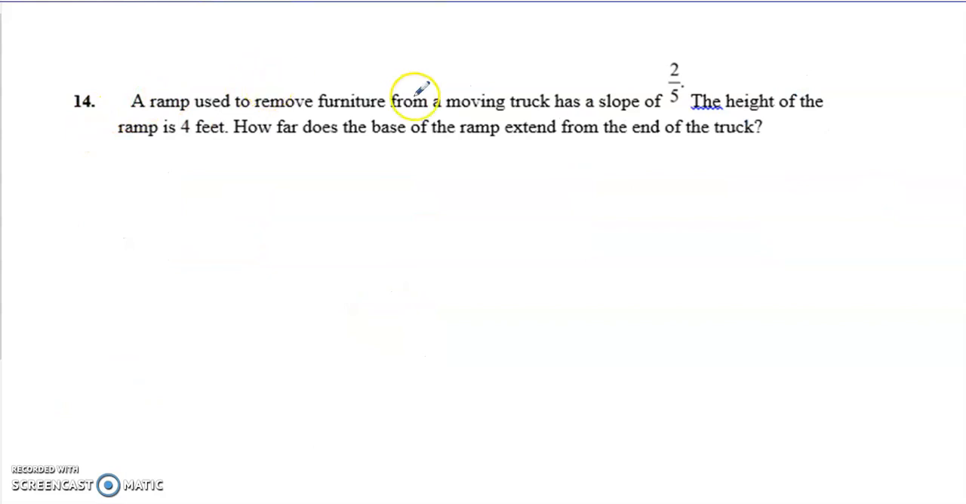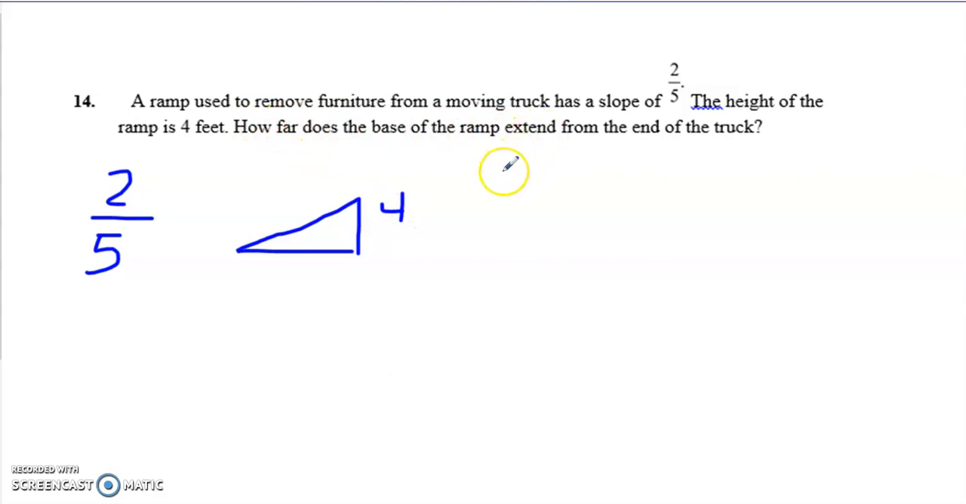A ramp used to remove furniture from a moving truck has a slope of 2/5. So 2/5 is the slope of a ramp. So this is what a ramp looks like, kind of. The height of the ramp is 4 feet. How far does the base of the ramp extend from the end of the truck? So what is the length of this base?